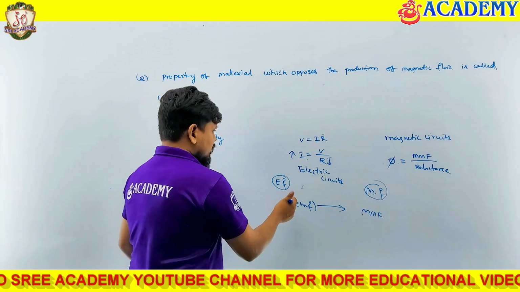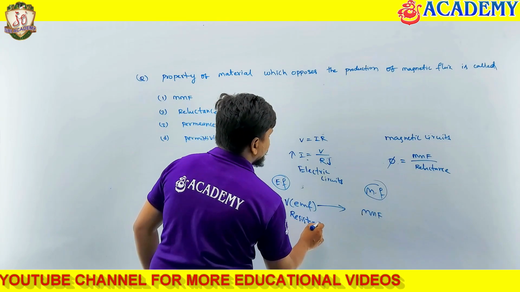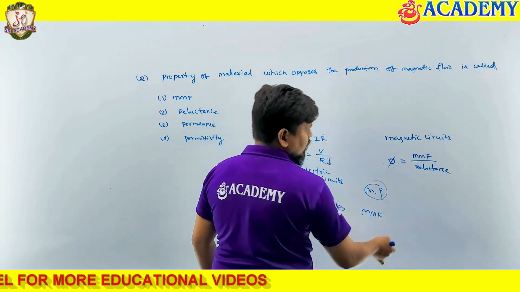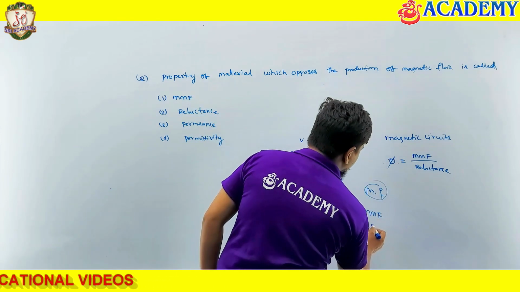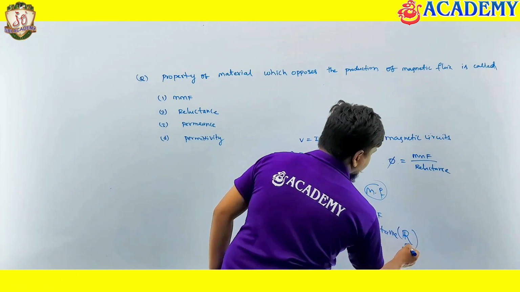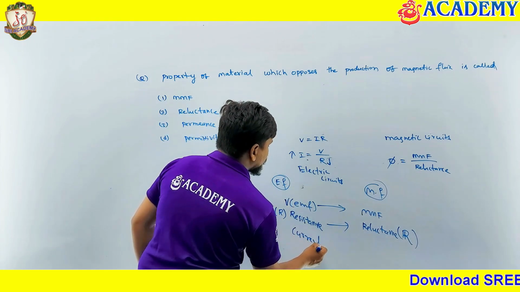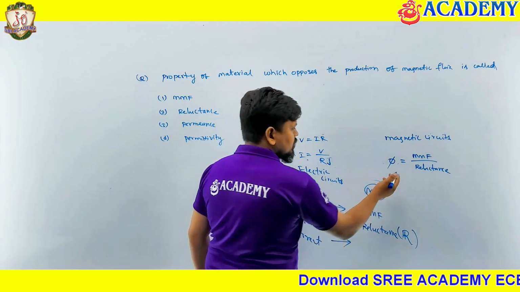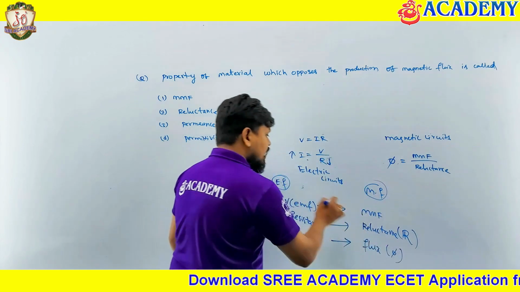Similarly, resistance, how do we denote this resistance? We denote it as R. And in the magnetic circuits, what is the equivalent of resistance? That is reluctance. Generally, how do we represent the reluctance? Like this. And what is another one? Current I. In the magnetic circuits, what is the equivalent for that? That is flux, phi.